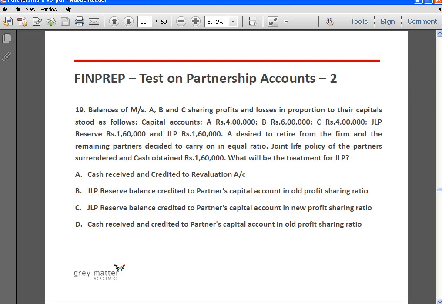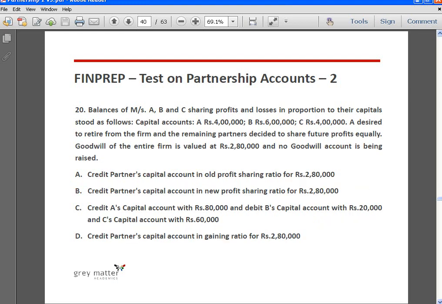The entries are: when you receive the money from the insurance company, bank account debit to JLP account. With this, the JLP account gets closed, and you don't need the JLP reserve anymore because the policy has been surrendered. The reserve, the profits that have been set aside every year, will now be distributed to all the partners in their old profit sharing ratio. So here the answer is B. JLP reserve balance credited to partners' capital accounts in old profit sharing ratio.